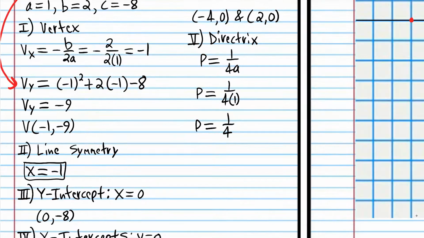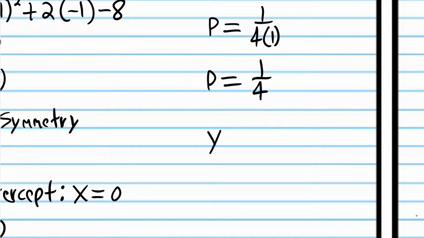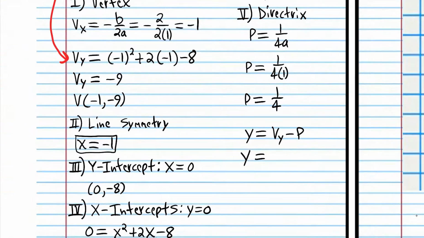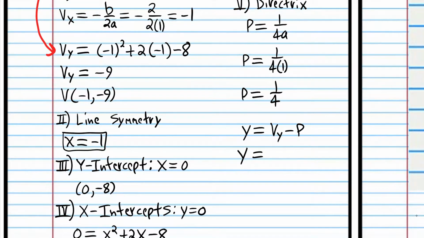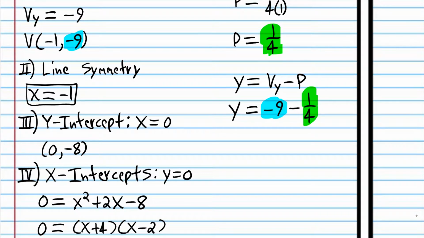So now we can easily find the directrix. Remember, the equation for the directrix is a horizontal line, so it's going to be y equals the y value of the vertex minus P. And the y value of the vertex over there we see is -9. So that comes from there. And then we're going to subtract P, which is 1/4, and I got that from there. So if you put those together, we can write that in mixed number form. So it's going to be -9 and 1/4.